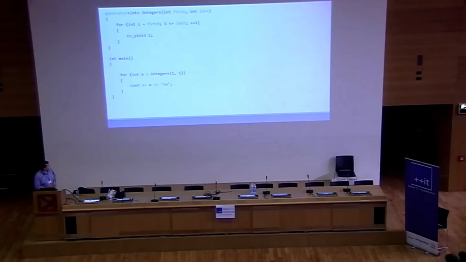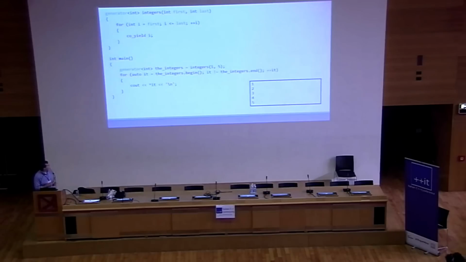So then in the main function, we can say for each integer in that range that we're yielding, we can print out the integer. And I should say there's no magic in this range for loop. We could turn it into a normal for loop, where we create a local variable named the integers, and then we iterate over them, and we'll define how these begin and end functions look in a moment.